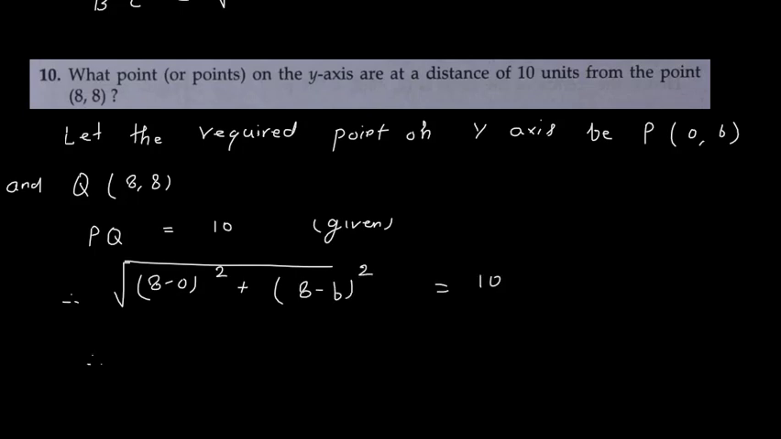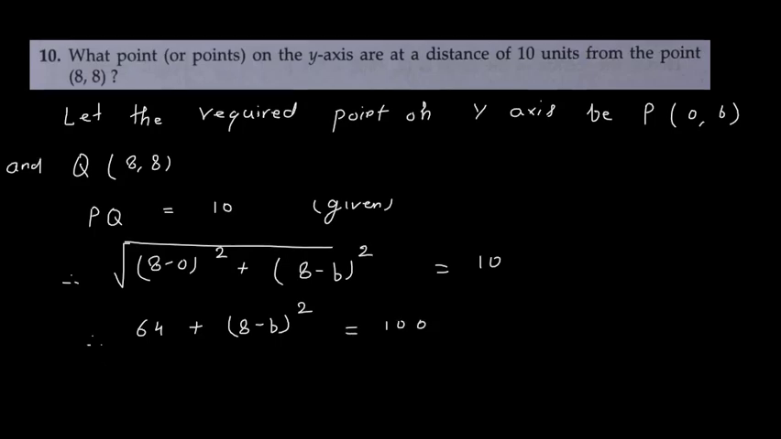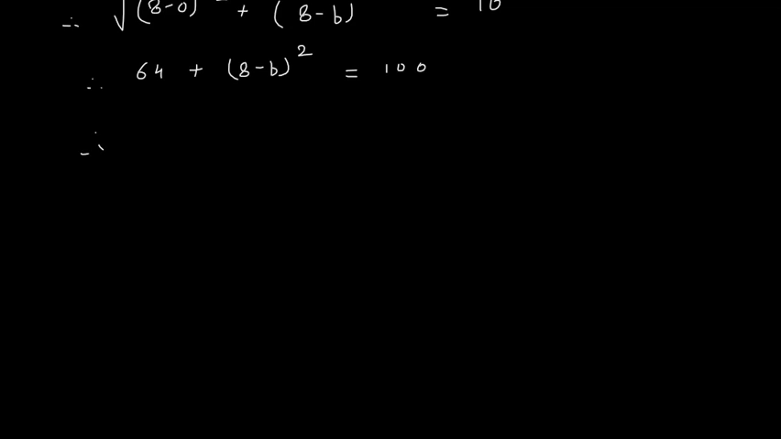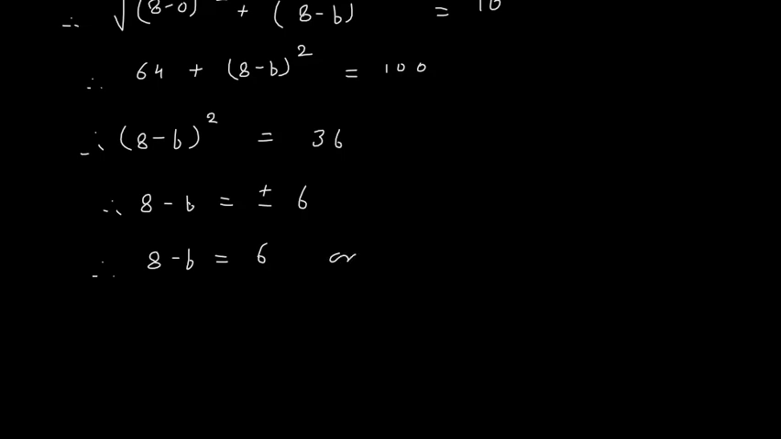Now I will square on both the sides, so here I will get 8 8 is 64, plus 8 minus b the whole square, and here result is 10 square is 100. So this will give me 8 minus b the whole square is equal to 100 minus 64, that is 36. So therefore I will take square root and I will say that 8 minus b is equal to plus or minus 6. So therefore 8 minus b is plus 6 or 8 minus b is minus 6.